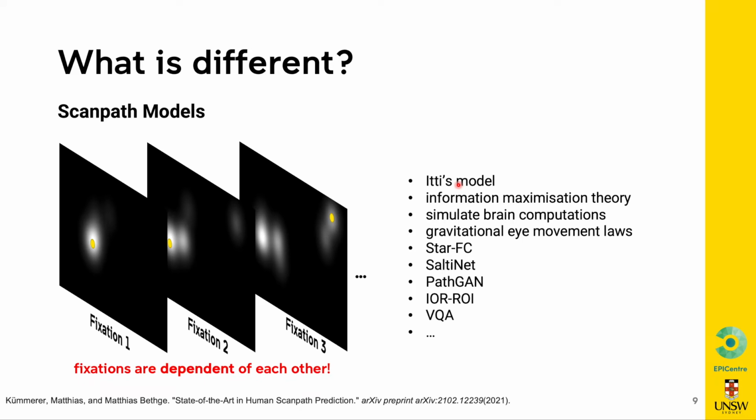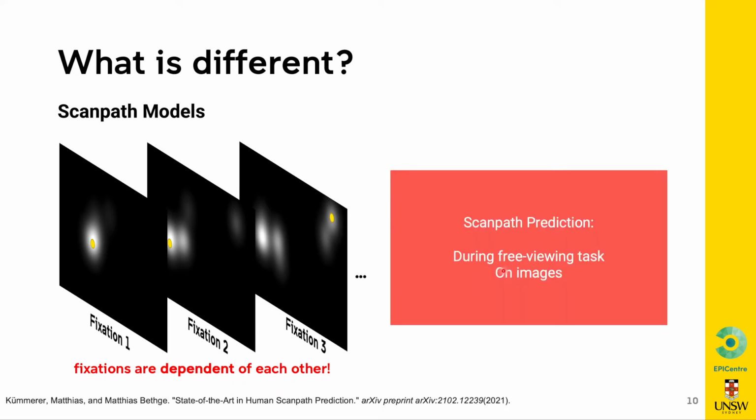There are also models that use information maximization theory. There are models that simulate brain computation. Some use gravitational laws. Some also use deep learning models such as RFC, SalTNet, PathGAN, etc. Now, in this work, we want to focus on Scanpath prediction during free viewing tasks and on images.